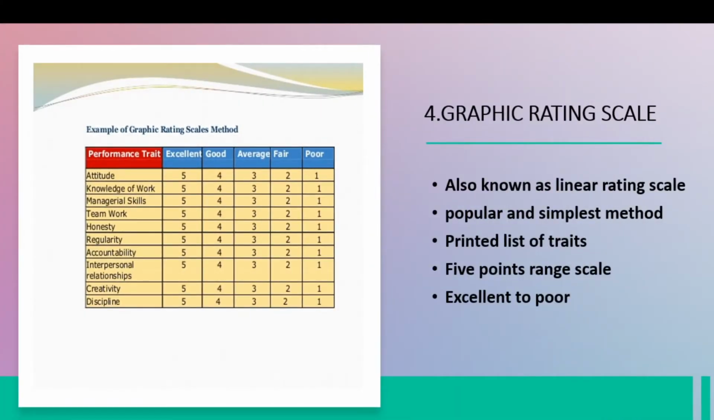Graphic rating scale. The graphic rating scale, also known as the linear rating scale, is one of the most popular and simplest techniques for appraising performance. In this method, a printed appraisal form containing a list of traits such as quality of work and reliability, and job-related performance criteria such as dependability, initiative, output, attendance, attitude, etc., is used to appraise each employee. Each trait is represented by a scale, usually a 5-point scale that ranges from excellent to poor.